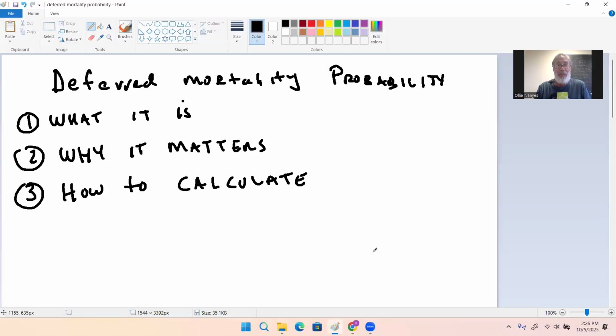And let's go. Deferred mortality probability. Okay. So first of all, what is it? Now, I'll put it in actuarial notation. It's usually written Q with an X, and the preceding subscript would be something like A/B.